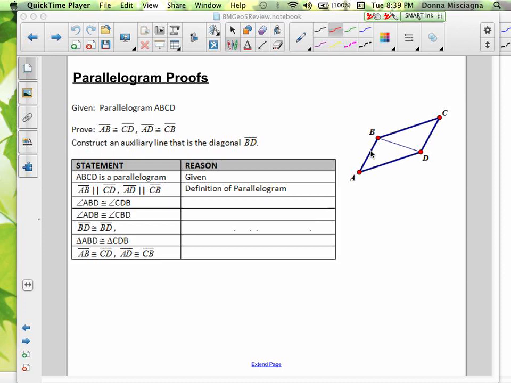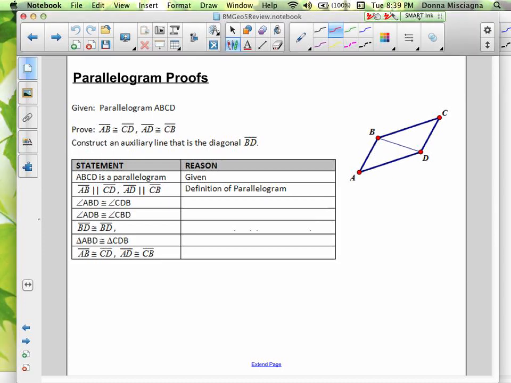So we want to mark that AB is parallel to CD and AD is parallel to CB. Okay, so our opposite sides there are parallel. You can never use what you're trying to prove as part of your proof. That always has to be your last statement. So you can see what we're trying to prove is our last statement.